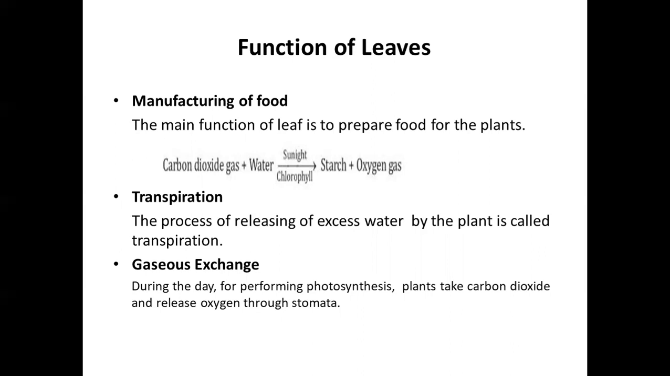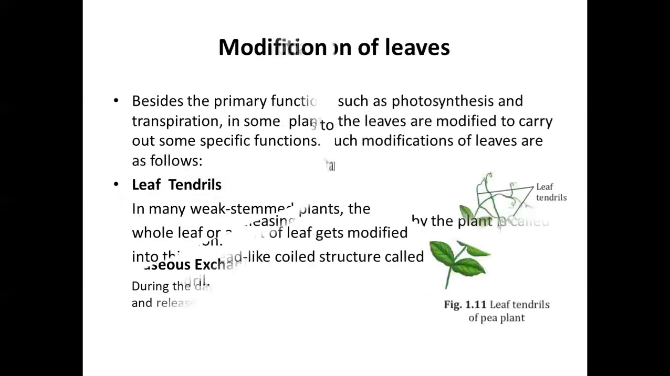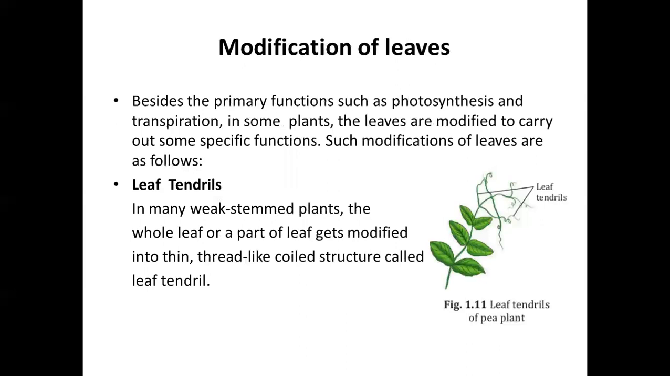And the next part is modification of leaves. Modification of leaves means that, besides the primary functions such as photosynthesis, transpiration, and gaseous exchange, in some plants the leaves are modified to carry out some specific functions. Such modifications of leaves are mentioned here: leaf tendrils, leaf spines, and scale leaves.